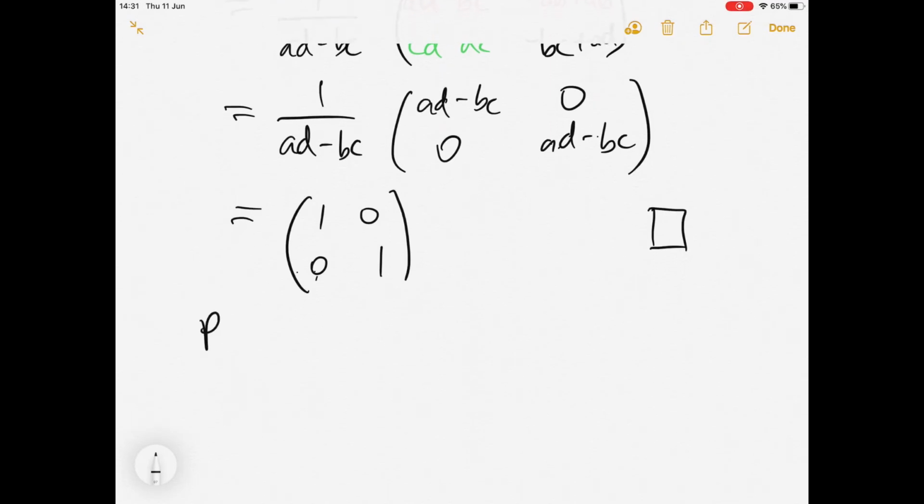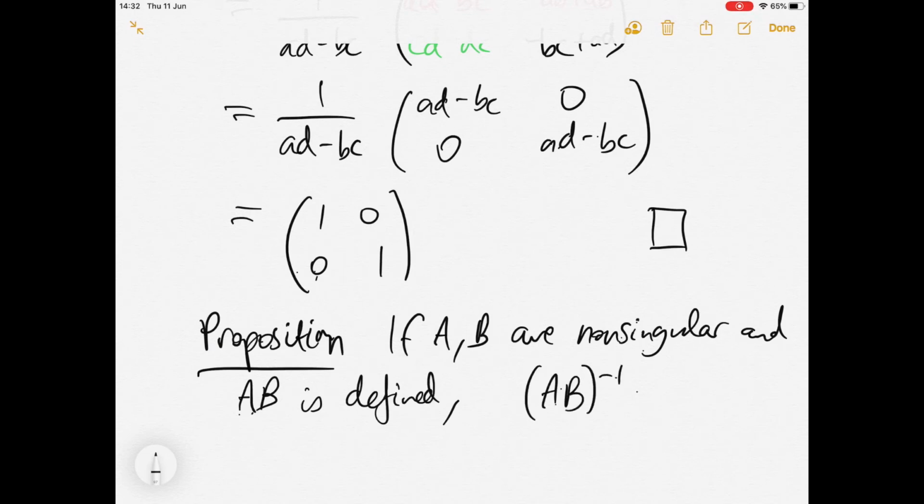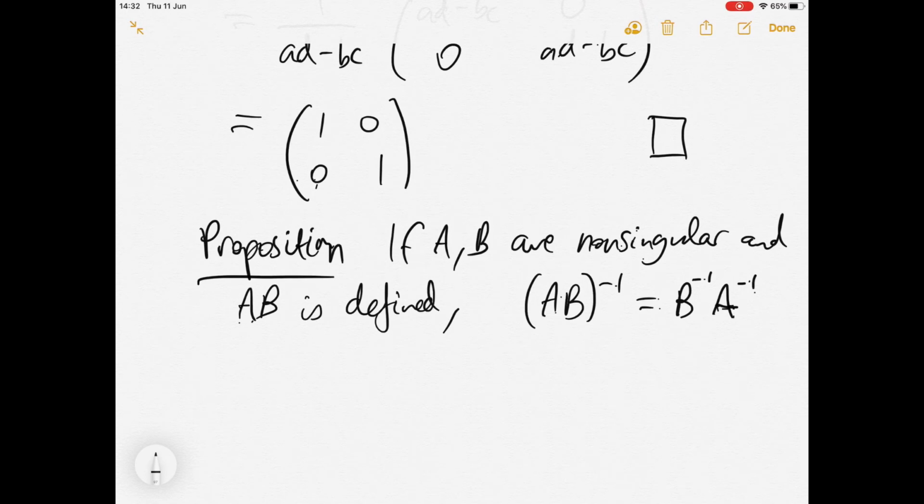One other result we'll prove, which I'll call a proposition, is just a small result that's useful. If A and B are non-singular, and AB is defined, then we have that the inverse of AB is B inverse A inverse.